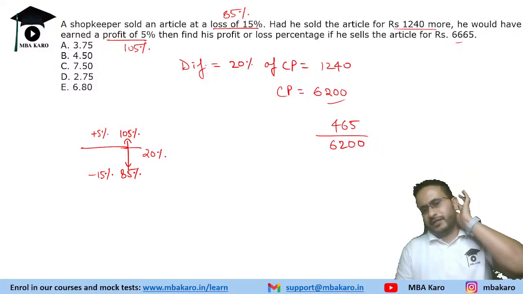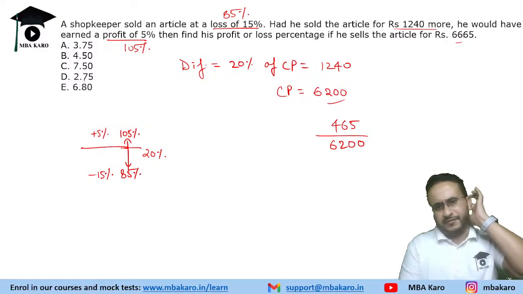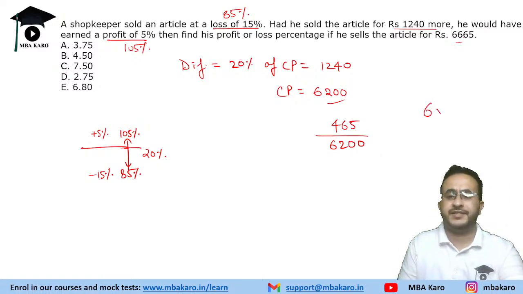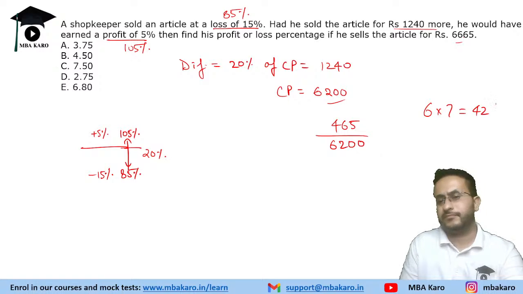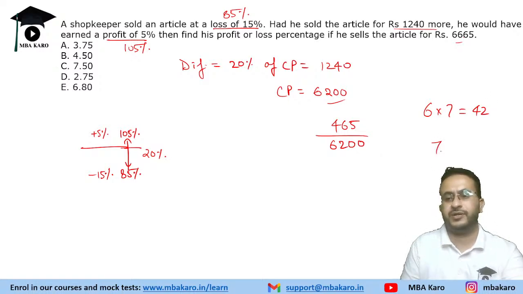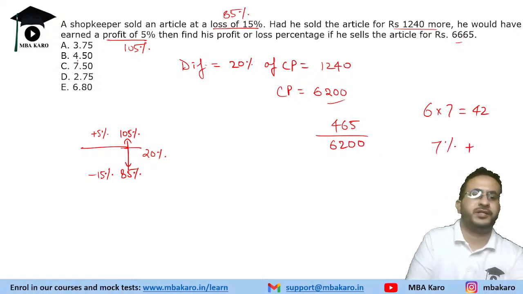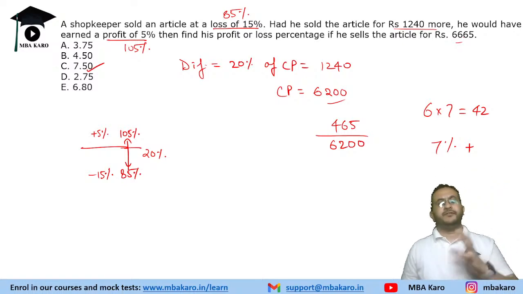अब हम calculate बिल्कुल नहीं करेंगे. ठीक है. We will see the options. 6 into 7 is 42. So 7% से प्लस होगा. एक ही ऑप्शन यहाँ पे दिख रहा है, 7.5% will be the answer.